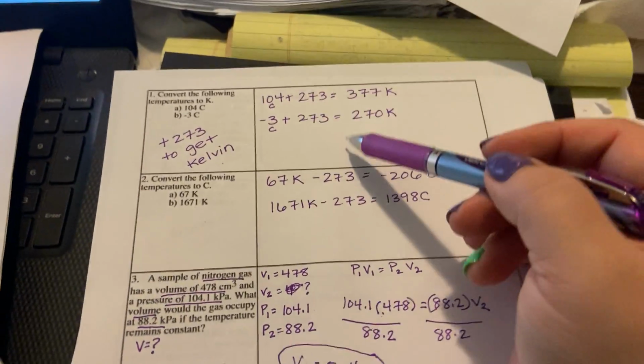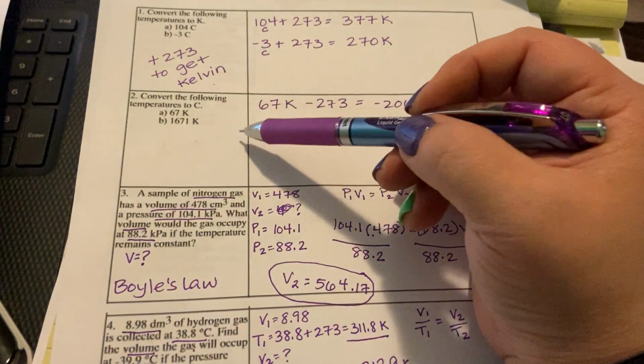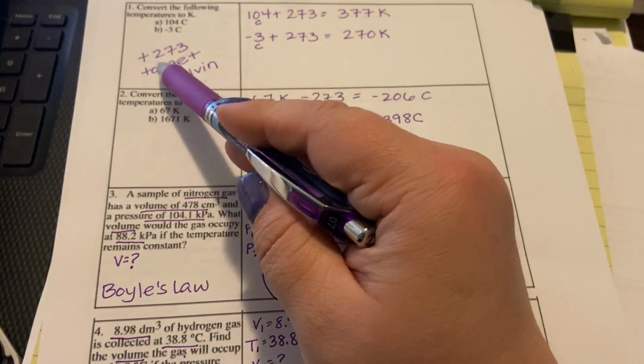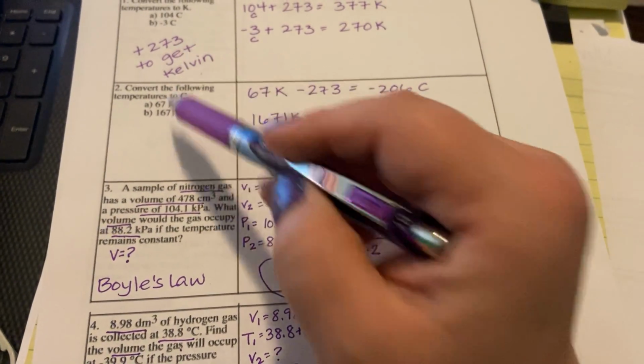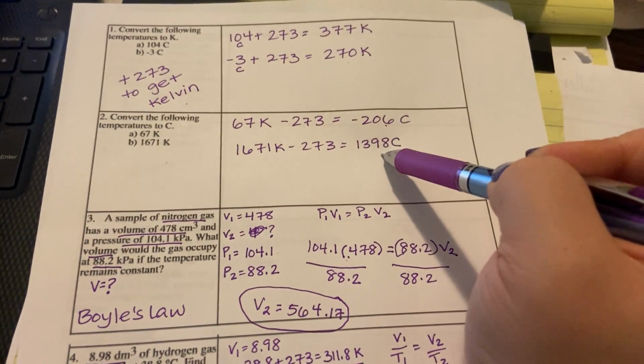Okay, first two problems are just temperature conversions. That's all they are. Okay, they've given you Celsius and you have to go to Kelvin. So to get Kelvin, you just add 273 to anything that's Celsius. And so these are the answers you should have gotten for those, okay?